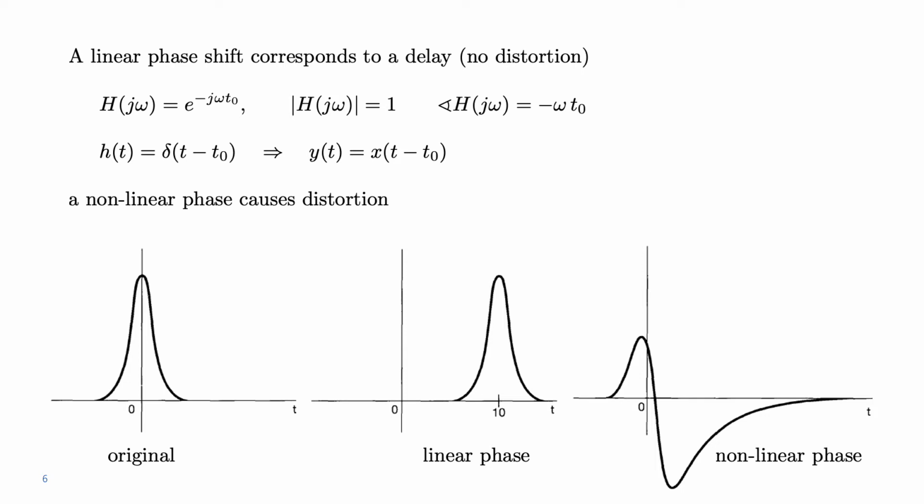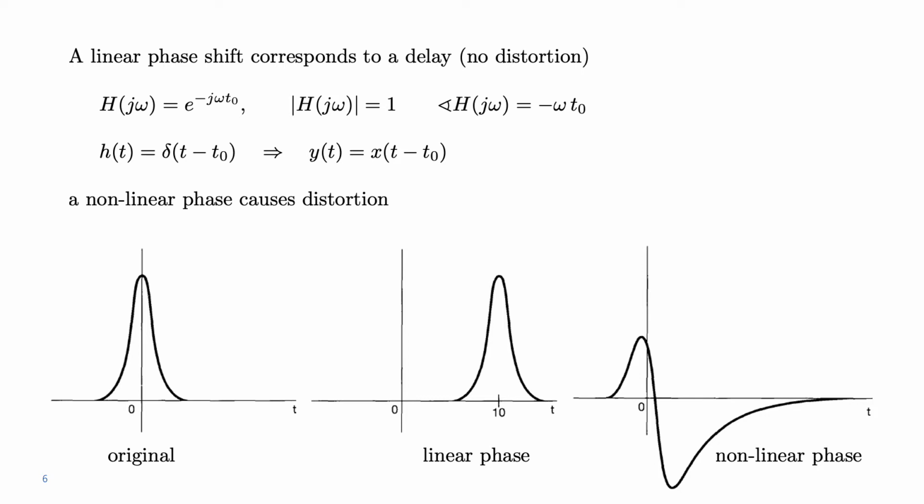Let's see an example. If our H(jω) is e^(-jωt0), then the magnitude is obviously simply 1 and the phase is -ωt0. So this is a linear phase shift, linear in the variable ω. And if we anti-transform, in the time domain, it corresponds to an impulse response h(t) given simply by δ(t - t0), which means that for a given input x(t), we obtain an output simply given by x(t - t0).